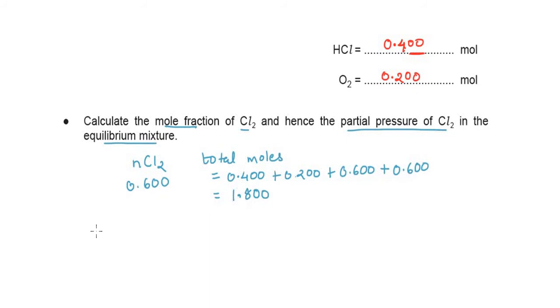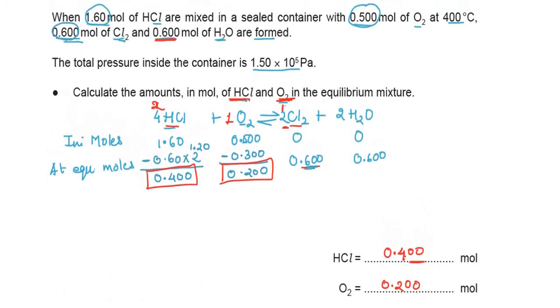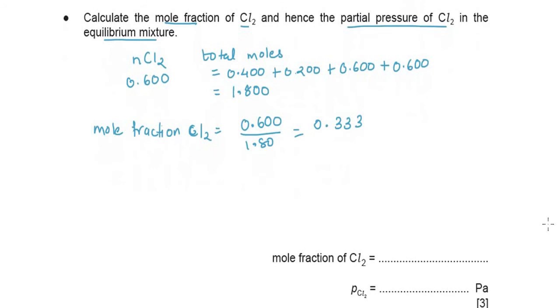This gives us the total value of 1.800. So the mole fraction of chlorine is equal to 0.600 divided by 1.80, which is equal to 0.333. And to calculate the partial pressure, we should know the total pressure of the system, which is given here as 1.50 into 10 power 5 pascals. So the partial pressure of chlorine is equal to the mole fraction of chlorine into total pressure.